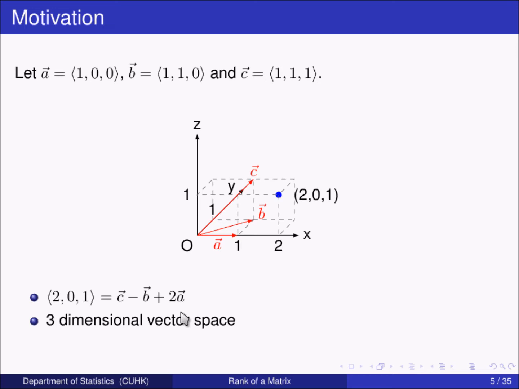Here we introduce a concept called span, also known as the vector space. Generally, a span or a vector space of n vectors contains all possible points reachable by these n vectors. Notice that the maximum dimension of the span is 3. In other words, the vector space is three-dimensional.